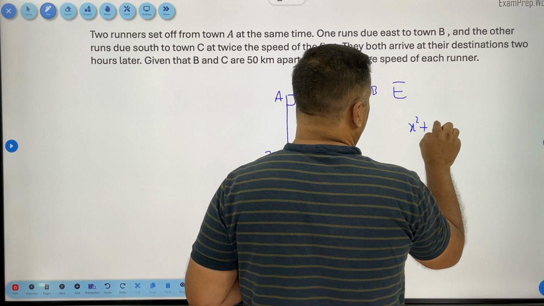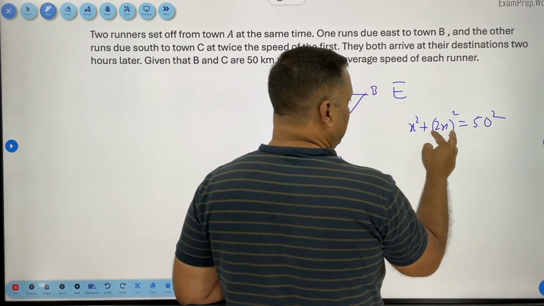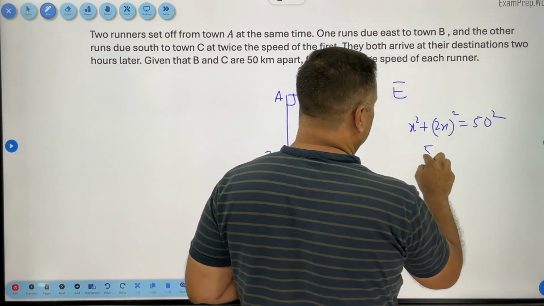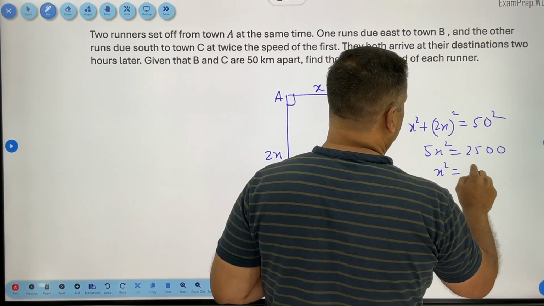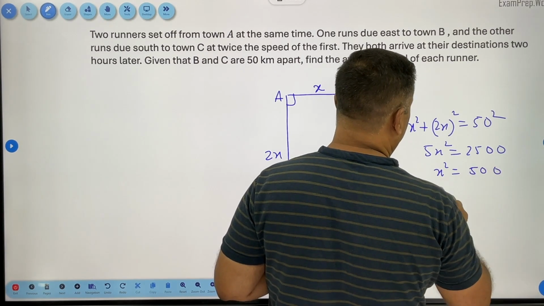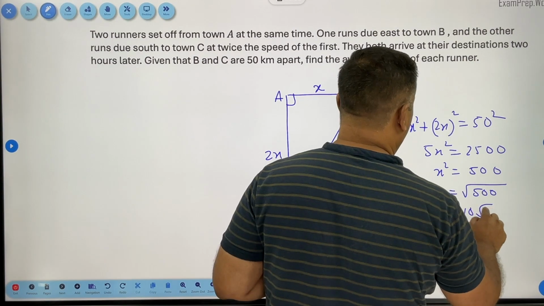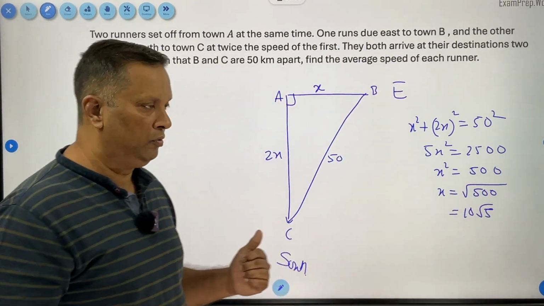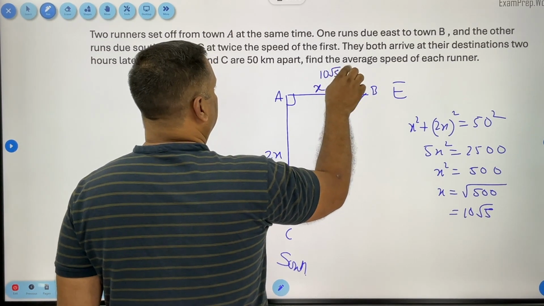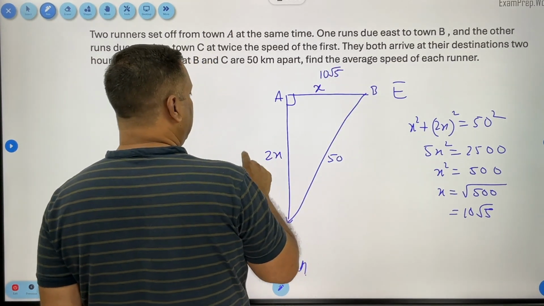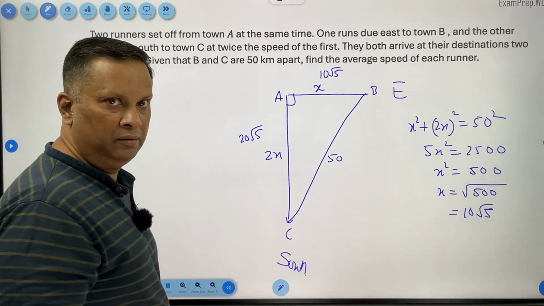So what is this x? x square plus 2x whole square equals 50 square. That means 2x whole square is 4x square. That means 5x square equals 2500. x square equals 500. x equals root of 500, which is 10 root 5, since 100 into 5. So we know that this length is 10 root 5 kilometers and this is 20 root 5, right?